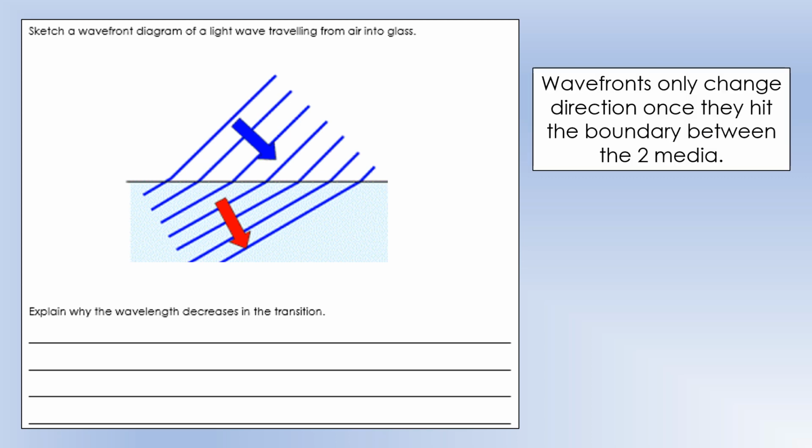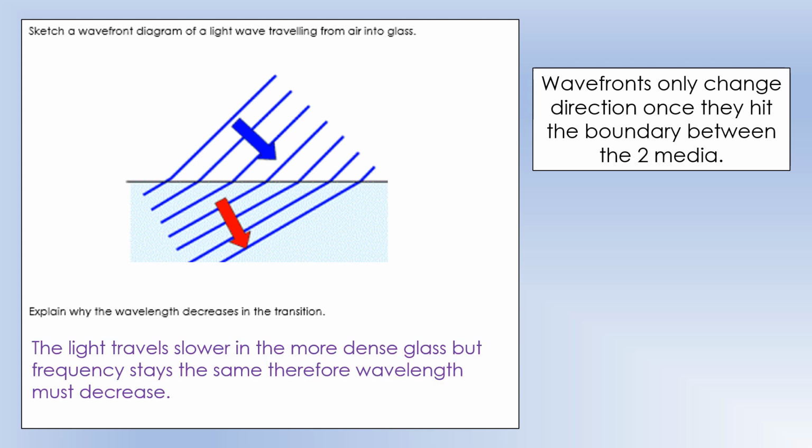But the key here is you only see the wavefront change direction when it actually hits the boundary. So you can see the bend point is always along the boundary there. Okay, so why does the wavelength decrease? Well, light travels slower in the more dense glass, so its speed is decreased.